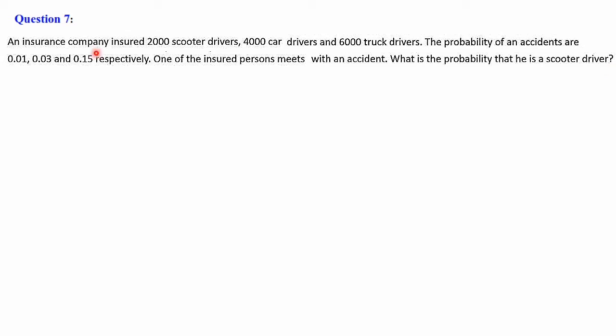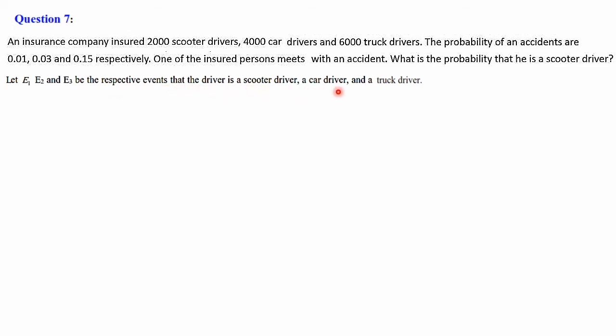Everything is quite clear. It is a very simple question, the given conditions are quite clear, and there is no chance for confusion. So, let's define the events E1, E2 and E3. Let E1, E2 and E3 be the respective events that the driver is a scooter driver, car driver and truck driver. So we have defined E1, E2 and E3.